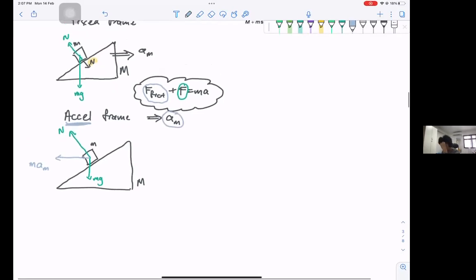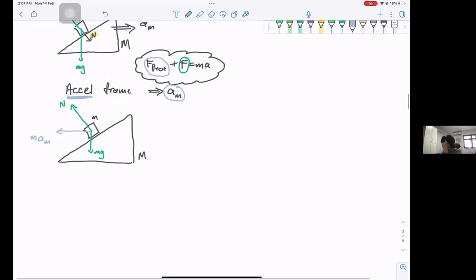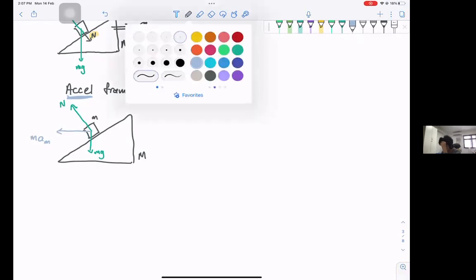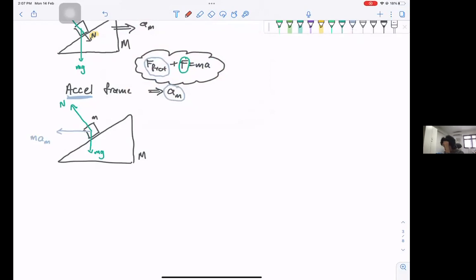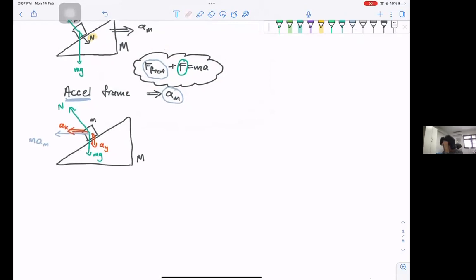Now we can formulate a few equations. Let's assume that the acceleration of the block is ax and ay. So the acceleration of the block will be ay, and this one will be ax. Then we can go ahead and formulate our equations of motion. The angle here is the angle of the normal contact force N with the vertical.